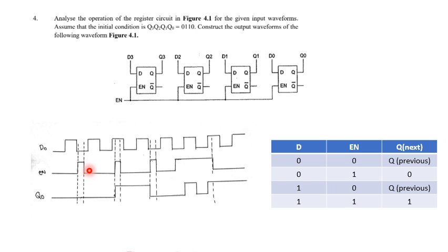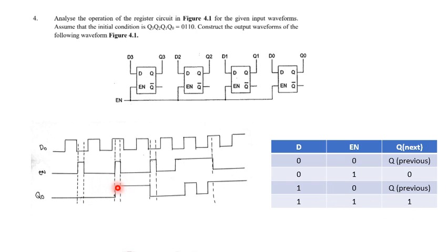Then it will stop until it reaches the first En. So the first En is equal to 1 and the D is equal to 0. From the truth table here, if the En is equal to 1 and the D is equal to 0, the answer will be 0. So it will continue 0 here until it reaches the En2. For the En2, the En is 1 and the D is also 1. If both of them are equal to 1, the answer will be 1.